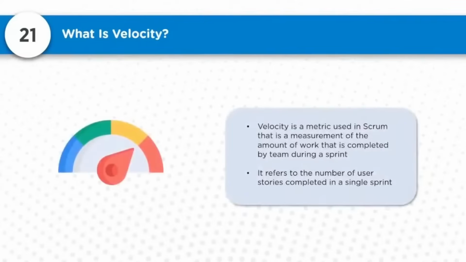So what is velocity? Velocity is the metric used in Scrum that is a measurement of the amount of work completed by the team during the sprint. This helps to measure how things are moving, how fast they are moving. It refers to the number of user stories completed in a single sprint. So this speaks about that speed, or velocity: how fast we are going, how slow we are going. This helps us vary that velocity depending on what the business needs.